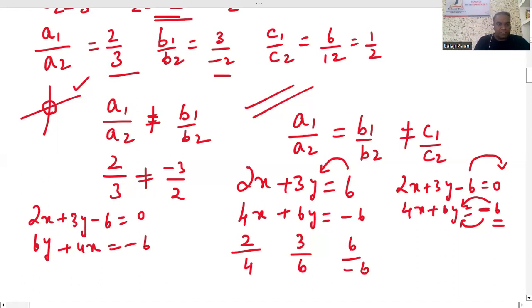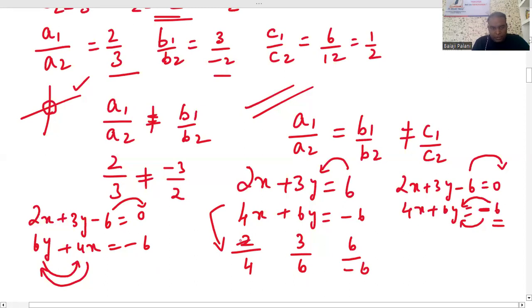In such questions the ratios of x and y are not in place, so you have to right away swap them into the right order. And as I told you, you can either bring this minus 6 here or keep it here only. Now coming back to the equations, the ratios are 2 by 4, 3 by 6, 6 by minus 6.